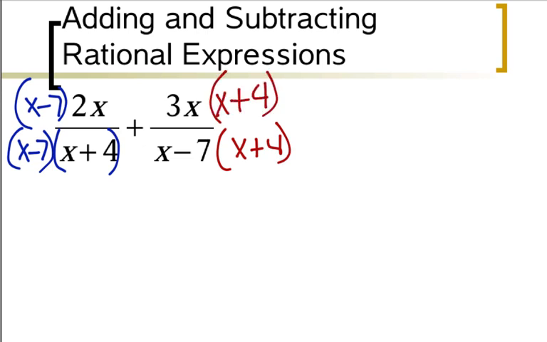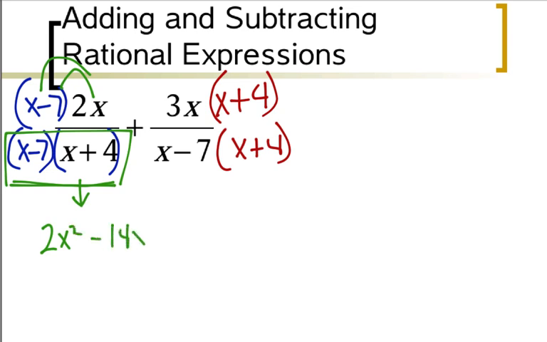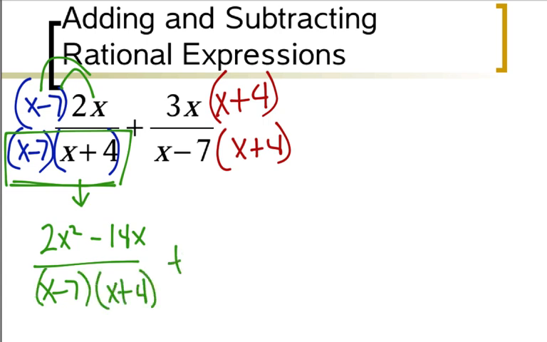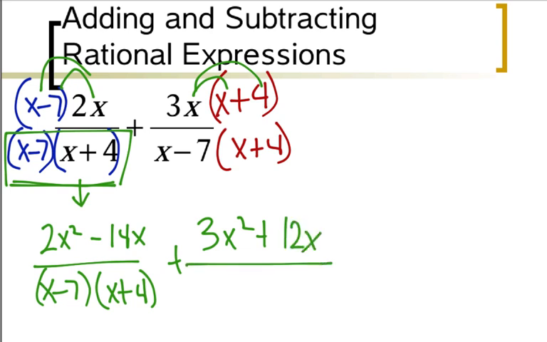And once you do that, you can go ahead and distribute the top, and you can just write the bottom. So if I was to do that extra step here, this would turn into, if I distributed that, 2x squared minus 14x. And then on bottom, I just leave the x minus 7 times x plus 4. Plus, distribute the top of the second one, and I get 3x squared plus 12x over x minus 7 times x plus 4.